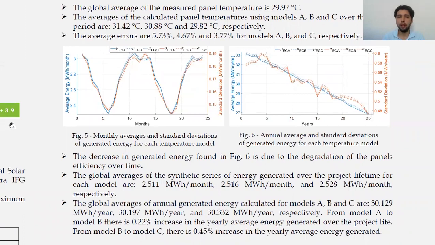Figures 5 and 6 present the monthly and annual average and standard deviations of the energy generated for each temperature model. The decrease in generated energy found in Figure 6 is due to the degradation of the panel's efficiency over time.